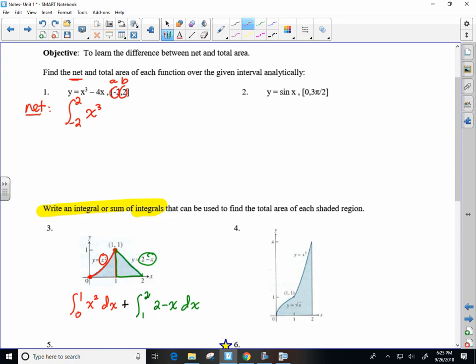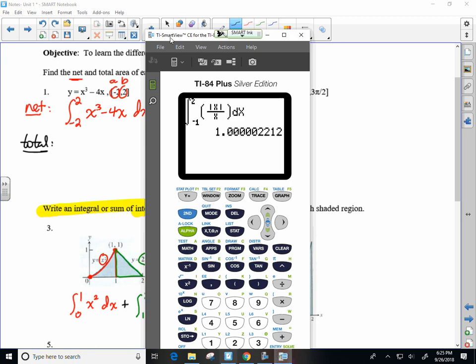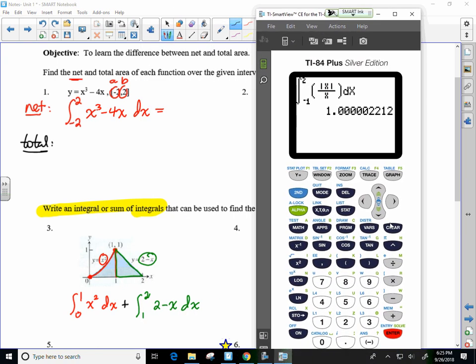Integrate x cubed minus 4x dx. You do that, and you'll get your net area. Well, let's take a look at total area. Graphically, and we talked about this last class.